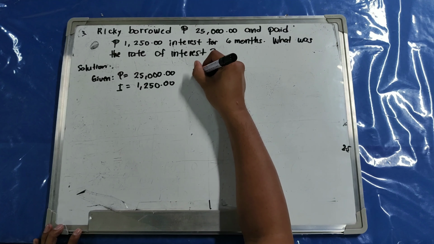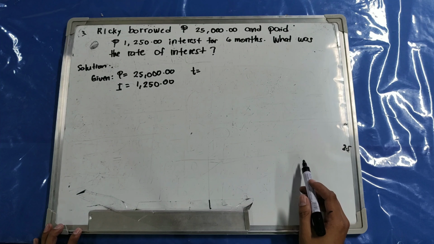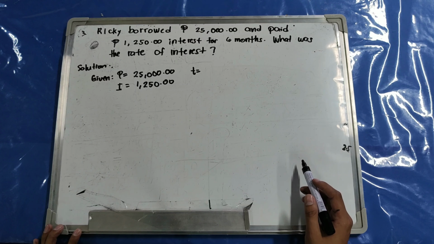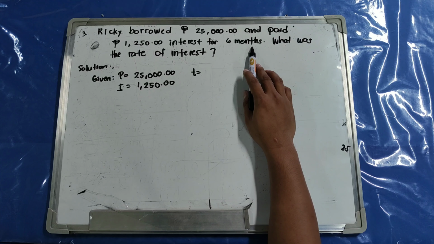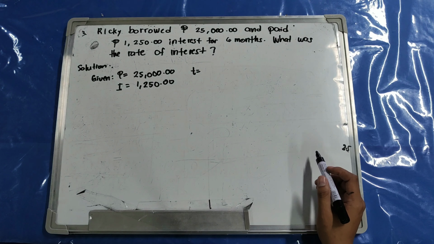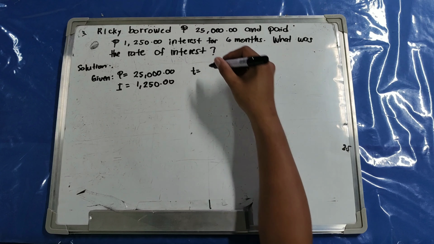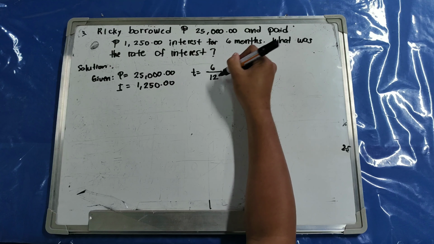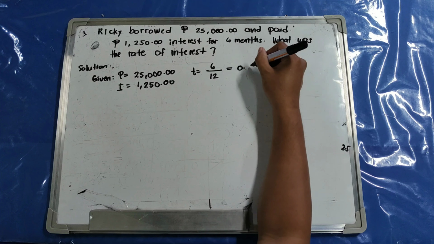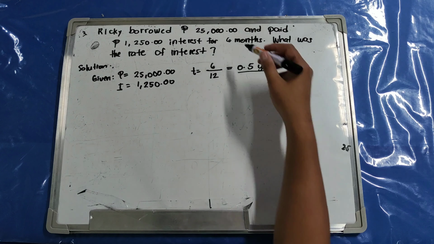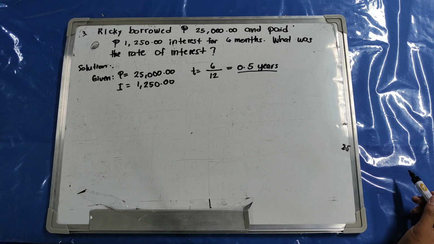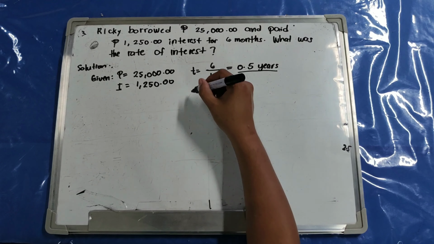And our time is, are we going to use 6 months? No. Because in the definition, as I said earlier, when we say time, it refers to the number of years. So 6 months is not in years. We need to convert 6 months into years. So how many months are there in 1 year? There are 12 months in 1 year. So we have to divide 6 by 12. So this is 0.5 years. So our time now is 0.5, not 6, because in time you need to use the year. And our rate is unknown.